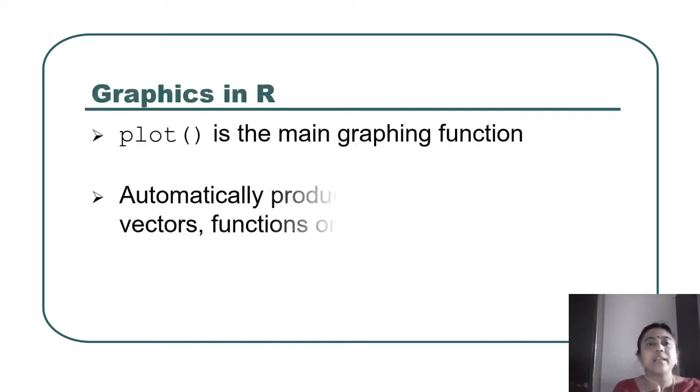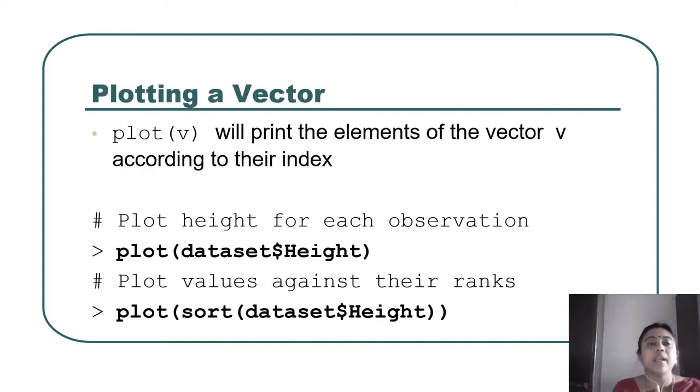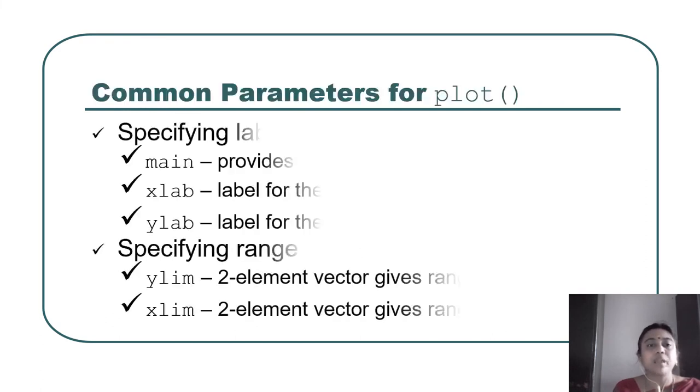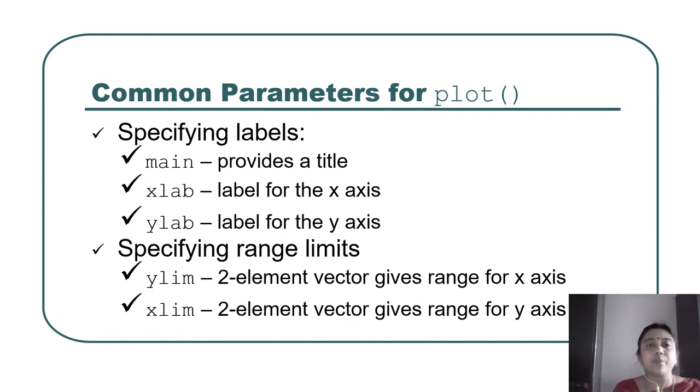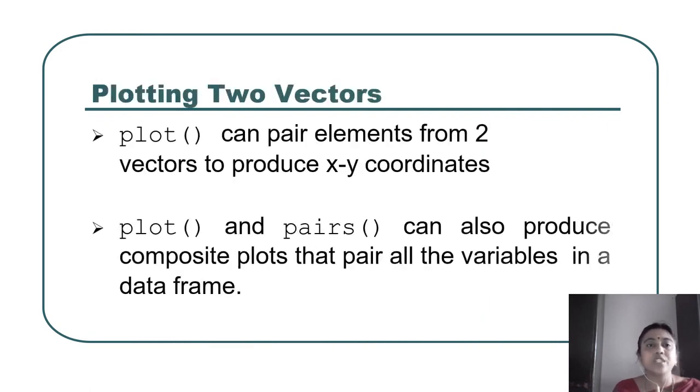Next, let us consider graphics in R. Plot is the main graphing function. It automatically produces simple plots for vectors, functions, or data frames. Many useful customization options are available. Next, how can we plot a vector? Plot height for each observation, plot of dataset height. Next, we can consider plotting a vector using the command. Next, let us consider common parameters for plot: specifying labels and specifying range limits. Next, we can consider a properly labeled plot. This is the plot we can use.